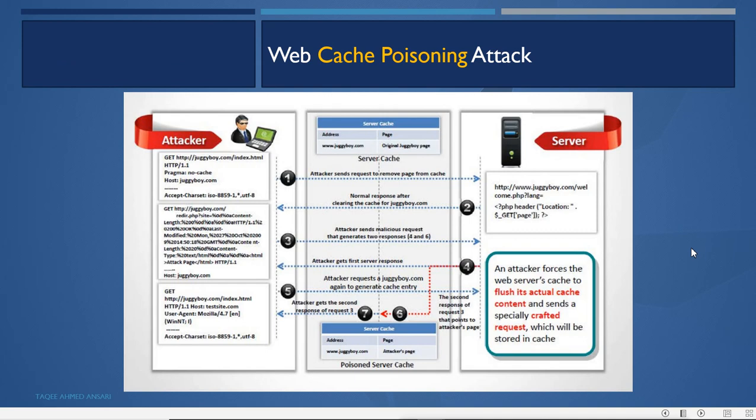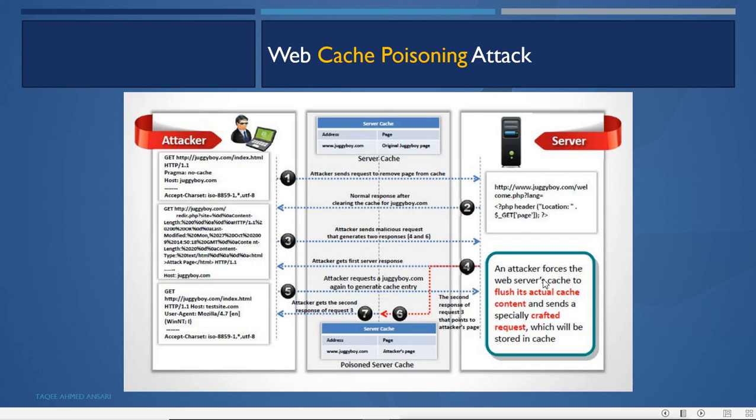Then we have the web server cache poisoning attack. Now, web server cache poisoning attack means the attacker forces the web server cache to flush its actual cache content and sends a specially crafted request which will be stored in the cache. So the attacker sends the specially crafted request to the server, which will be stored in the server's cache. It will remove the original cache and put the attacker's content into the server.